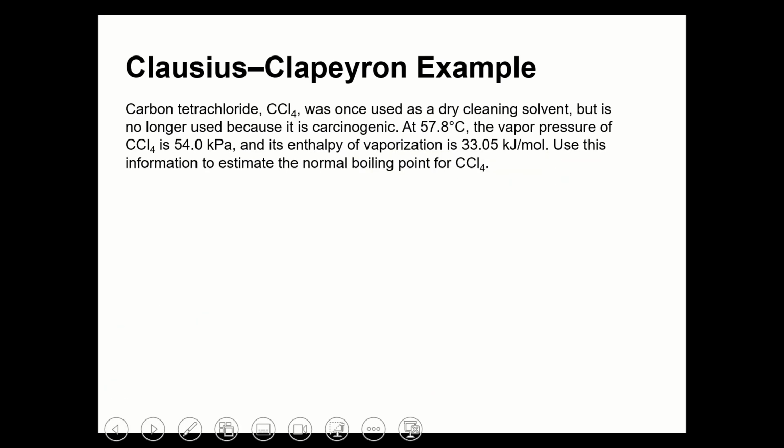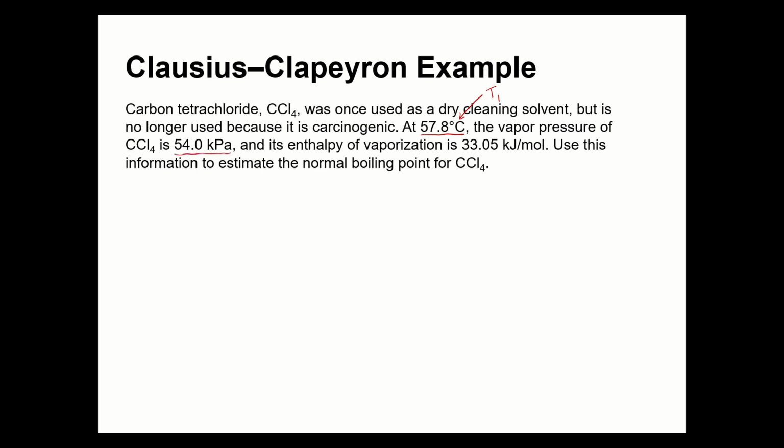variables. So in this first example, they are giving us a temperature. So we want to go ahead and assume that that temperature is going to be our T1 value. Okay, so at 57.8 degrees Celsius, the vapor pressure of carbon tetrachloride is 54.0 kilopascals.